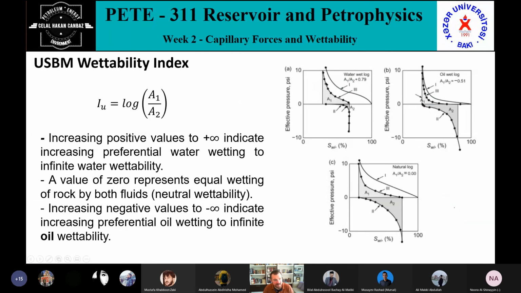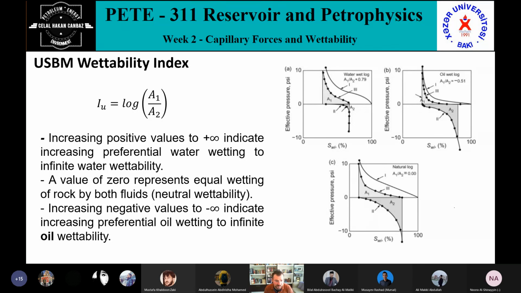Here, your procedure is starting from this point, in irreducible water saturation. So you apply the same procedure. After that, you calculate two different areas of these curves, A1 and A2. You calculate these areas, get the ratio of these areas and the log of that. So this gives you the value of IU.